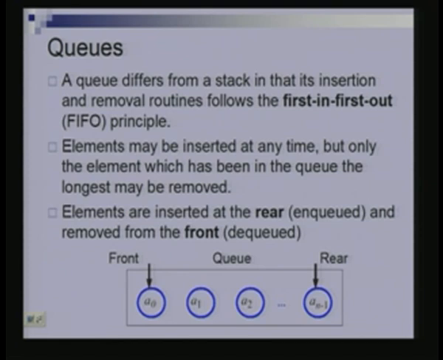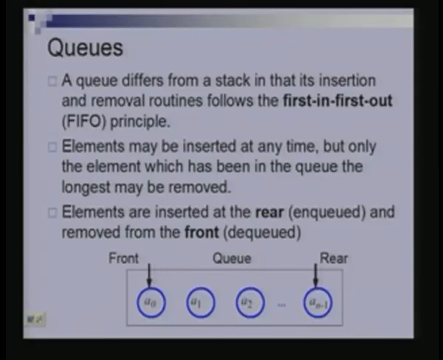So, what is a queue and how does it differ from a stack? If you recall, the stack followed the last in first out principle. The element that was inserted last into the stack was the one that was removed first. A queue, on the other hand, follows the first in first out principle. Whoever joins the queue earlier is the first to be removed from the queue, is first to be processed. So, you are all familiar with queues.